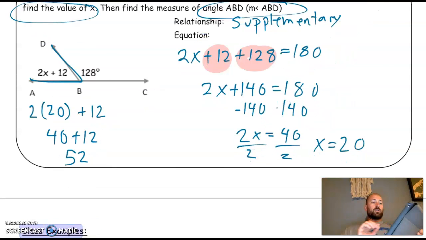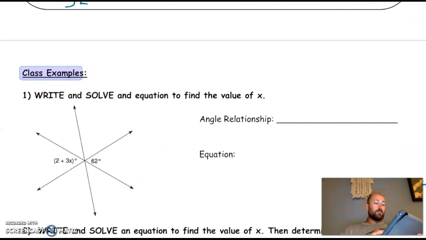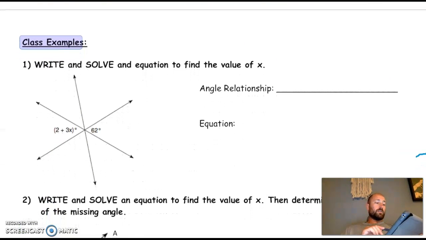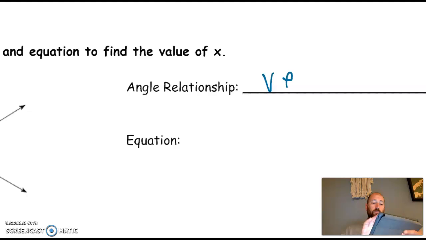Okay, so there's our goal. Step 1, identify the angle relationship. Step 2, use the angle definition to write an equation. Step 3, solve that equation for x. All right, here's our second example as a class. What types of angles are those? Those are vertical.